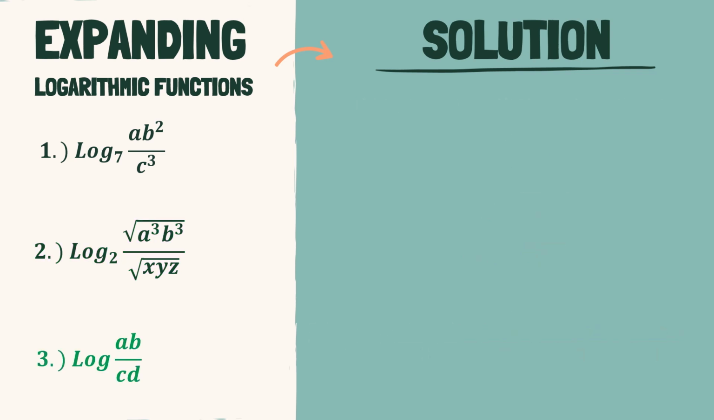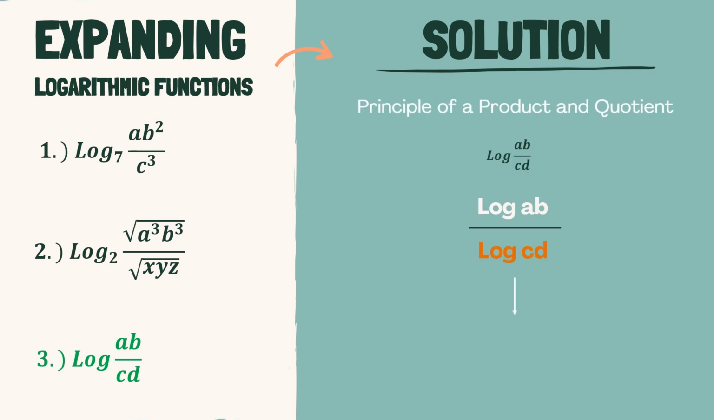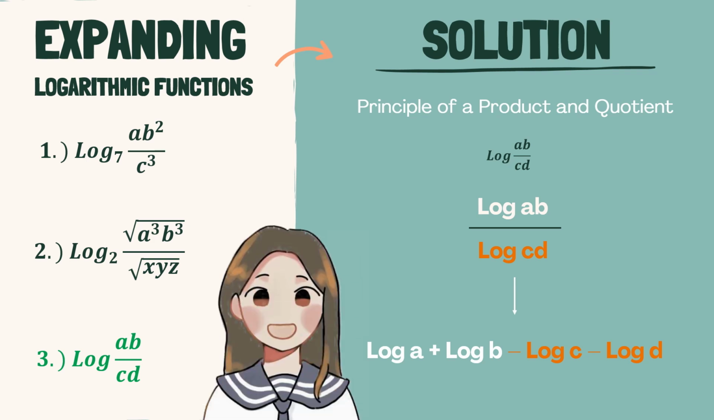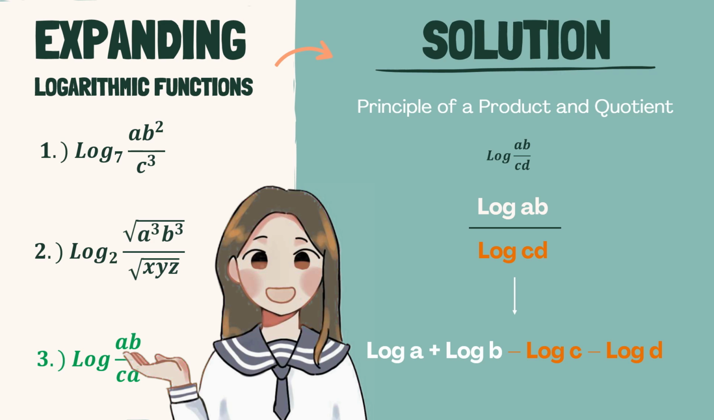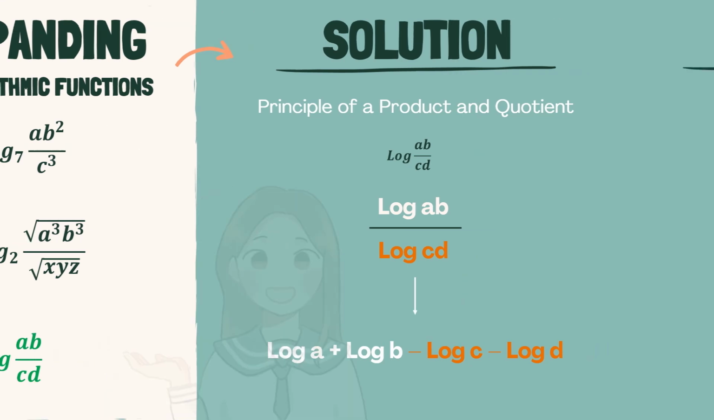Example 3. Log of AB over CD. When expanding, it becomes log of A plus log of B minus log of C minus log of D. We are going to let you answer the last 2 examples to check if you learned how to expand logarithmic functions. Feel free to pause the video if you need more time.